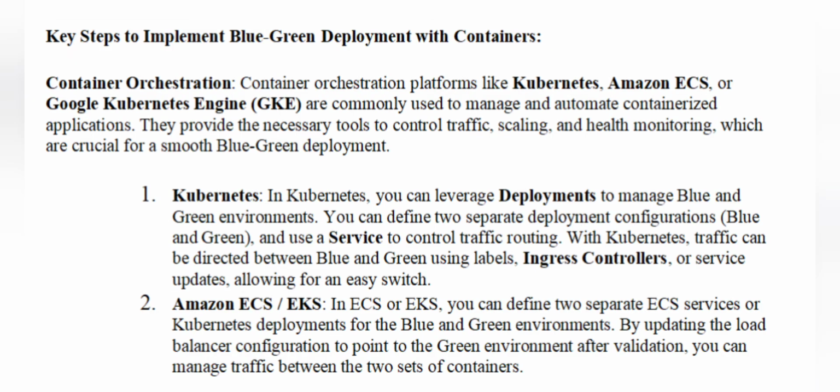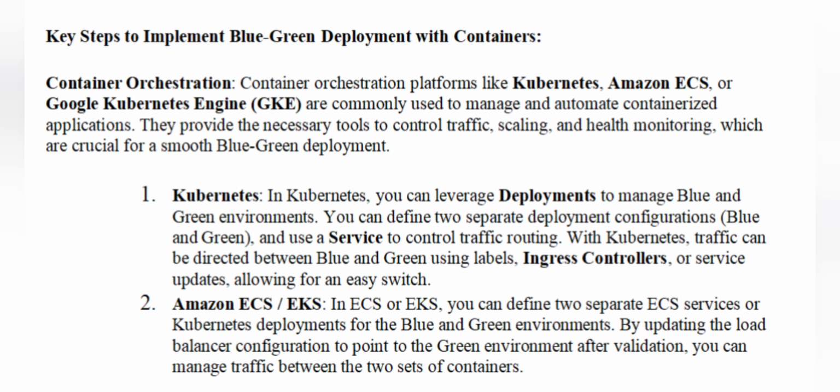Now the key steps to implement blue-green deployment with containers are container orchestration. Container orchestration platforms like Kubernetes, Amazon ECS, or Google Kubernetes Engine are commonly used to manage and automate containerized applications. They provide the necessary tools to control traffic, scaling, and health monitoring, which are crucial for a smooth blue-green deployment.